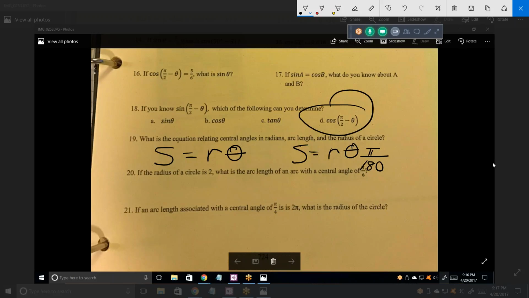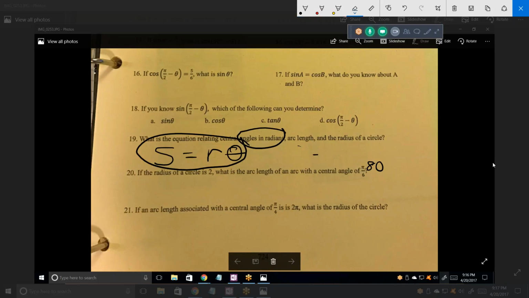What is the equation relating central angles in radians, arc length, and the radius of the circle? That's it. I guess that's all. I shouldn't have written the other one, because they asked about radians only. So that one doesn't apply. So if the angle's in radians, then that's the equation.